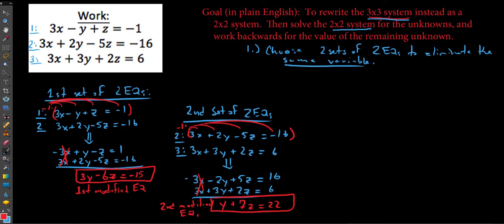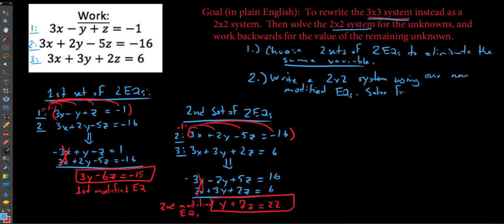We now have two equations that have the same y and z values as the original system does. Both of these leftover equations have just y and z, not y and x on one of them and x and z on the other, both y and z. The intent was to get down to a 2x2 system. So now that the y's and z's mean the same thing as in the original, we're going to write a 2x2 system using our new modified equations, and then solve for the unknowns.